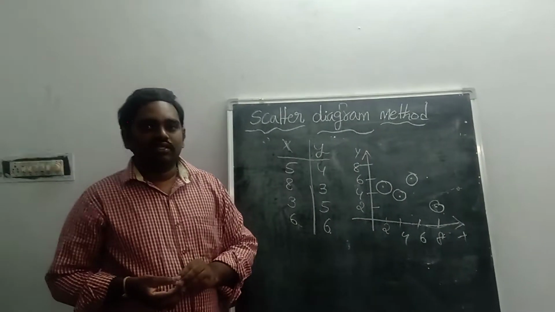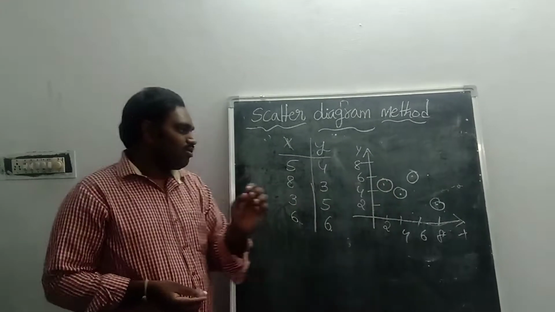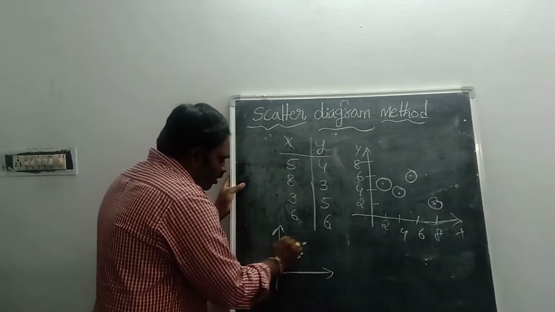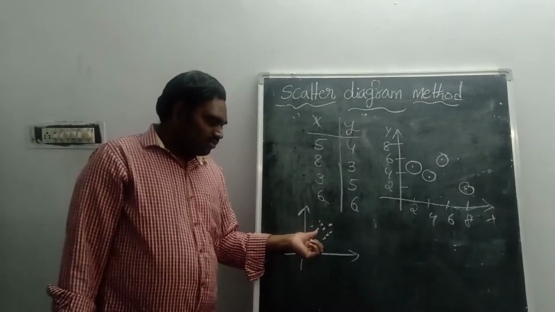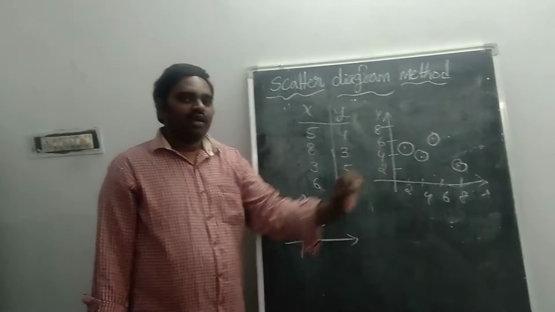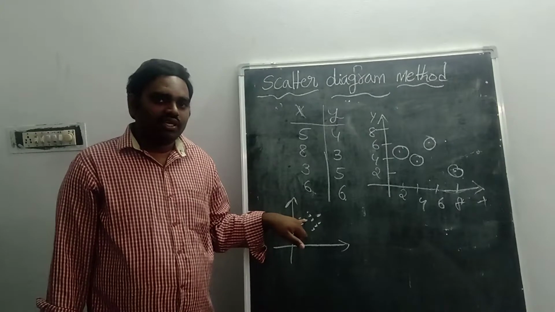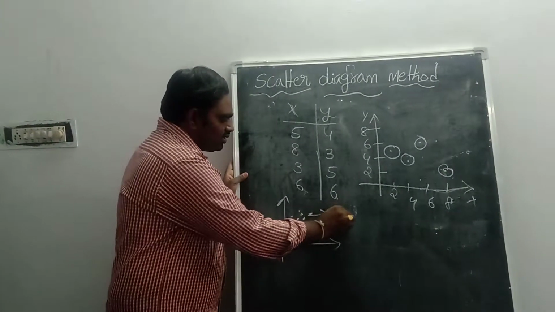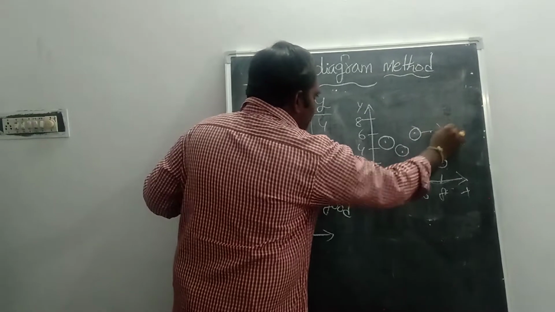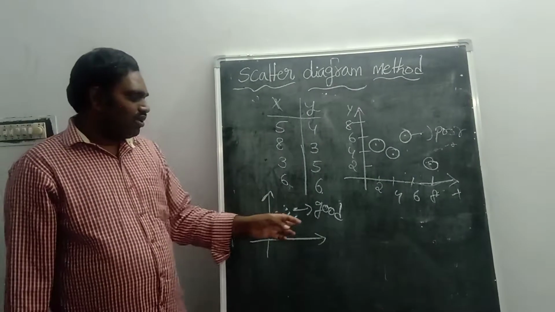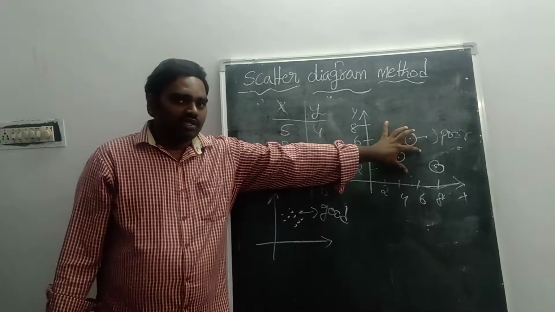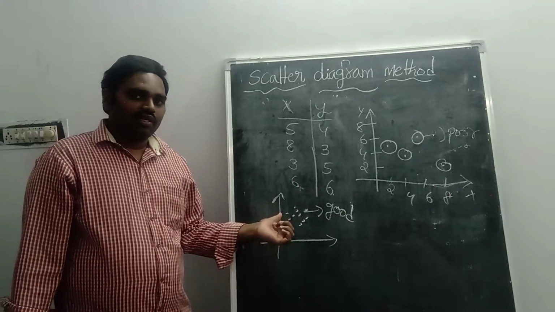How do we say whether correlation exists or not? Suppose I plot one more graph. If the points are very close to each other, from one point to another, then we say that correlation exists, and that correlation is known as good correlation. If the points are maintained at a long distance from one point to another, then we say this type of correlation is poor correlation. So this is good correlation and this is poor correlation. With poor correlation, where the points are far from each other, you can leave this concept. But here, the points are very close to each other, which means correlation exists.